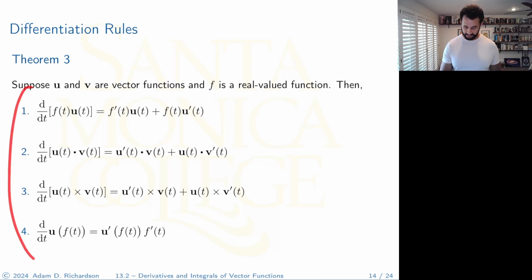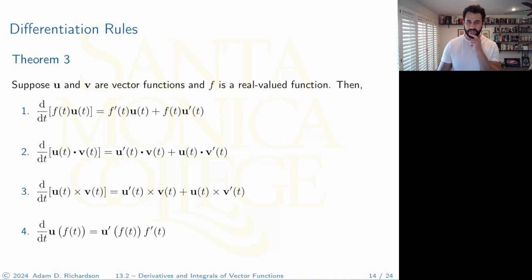So these are great, right? These are great because this basically means you don't really need to learn anything new. You just got to remember what you learned from Calc 1, except now we have different objects playing together and we have different types of products, right? We have a scalar multiple, we have a dot product, we have a cross product, composition with a scalar function, that kind of stuff.